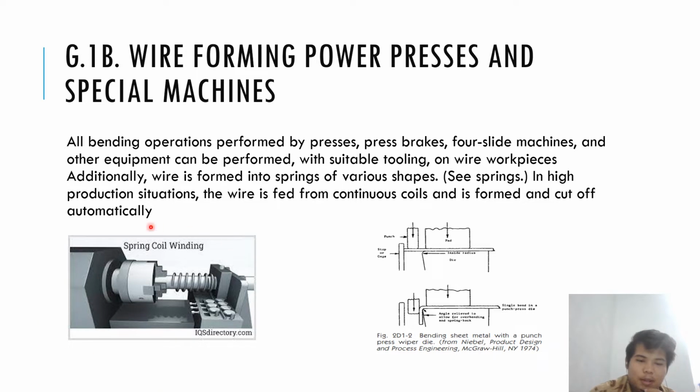On this one I have an example from spring coil winding. It is just making a winding, like a curl. So it starts from here and then is pulled to there, and then it's gonna be winding. And there is a press brake, but for wire, like the previous one on the sheet metal operations.